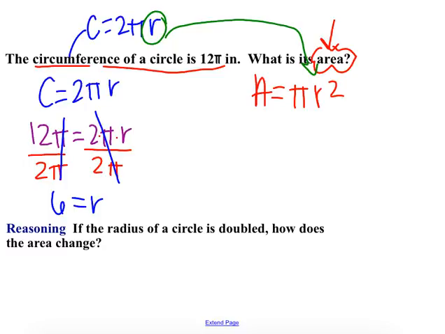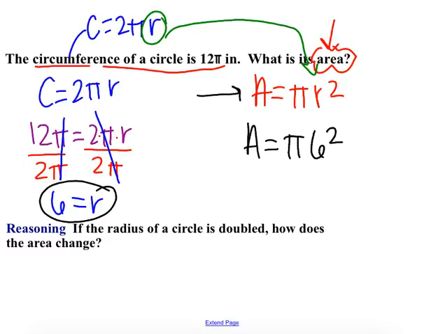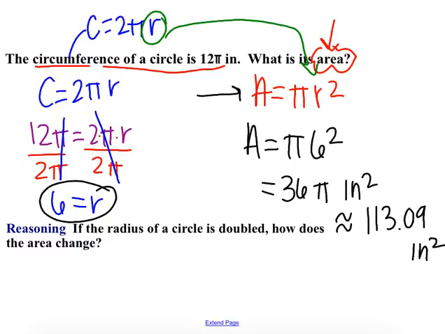So now, do we have enough information to find my area? Well, sure we do. We just found our radius to be 6. Now we're going to plug it in. Area equals pi 6 squared. 6 squared, everyone, is 36 pi. So we can leave it either as 36 pi inches squared, but if we wanted to approximate what's 36 times pi, we get approximately 113.09 inches squared.